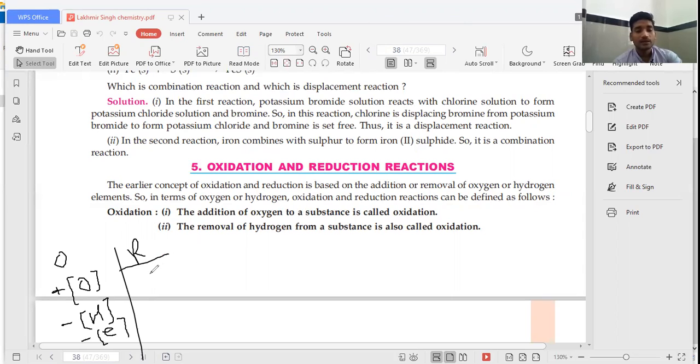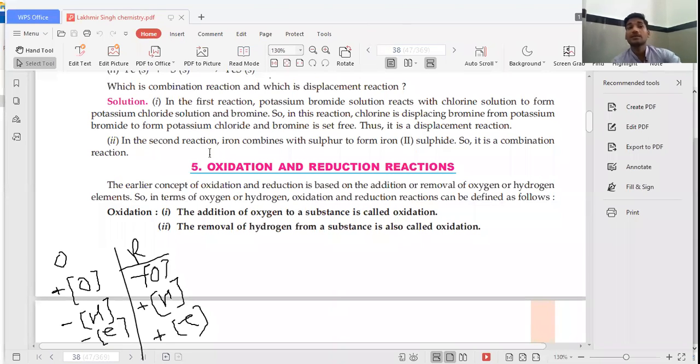On the other hand, reduction, what is reduction? Removal of oxygen, you can say, just inverse of oxidation, or you can say addition of hydrogen is called reduction, right? Or we can say addition of electron. Addition of electrons is reduction. All right, so this was about oxidation and reduction.